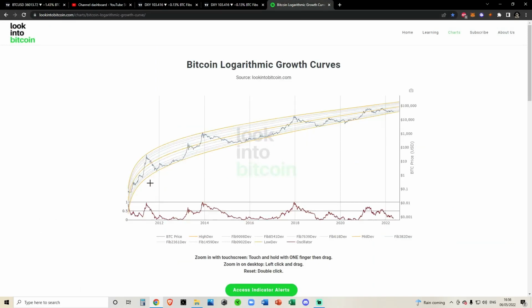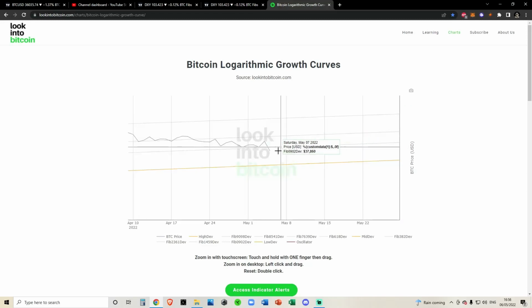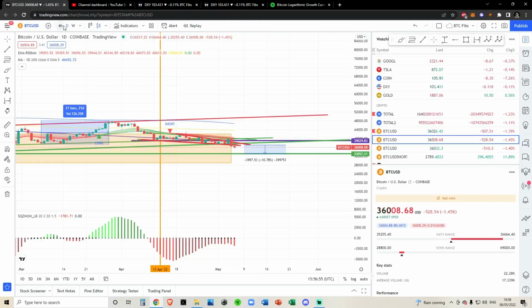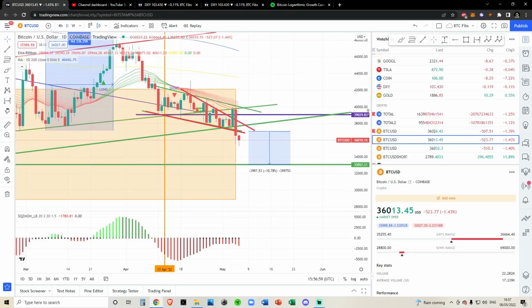Like I said, you can see this logarithmic growth curve is filled with deviations. We've got the average deviation in the middle, one deviation overbought at the top, one deviation oversold at the bottom, and then we have a plethora of Fibonacci bands between them. If we zoom into the price right now, you can see we just broke down from the lowest deviation band. And where is the lowest Fibonacci band? It's down here at 37,700. And what price are we at right now? We are at 36,000 and counting as we do move down.